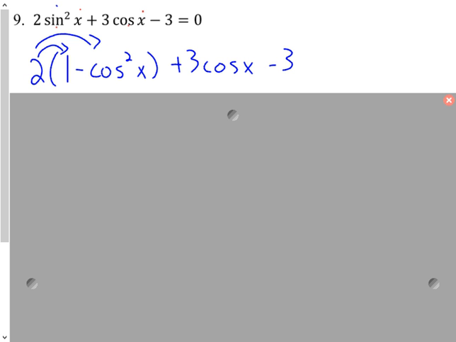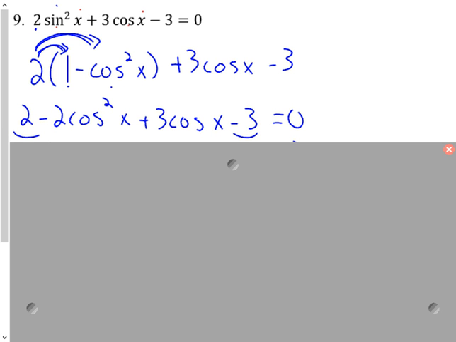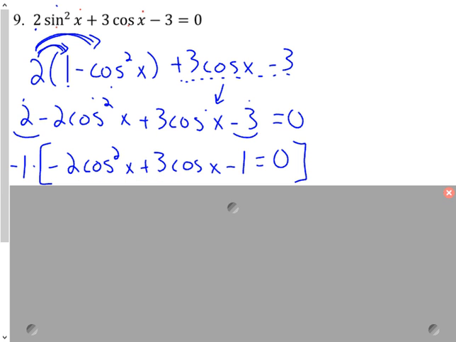So once we plug 1 minus cosine squared of x in for sine squared of x, now I'm going to distribute, right? Because the 2 doesn't belong to the 1 or the cosine squared. It goes to both pieces. So I multiplied both pieces by the 2 to get 2 minus 2 cosine squared of x. And then the rest of this equation just kept coming on down. Right? Plus 3 cosine of x minus 3 equals 0. And now combine like terms. I've got squares, x's, and now 2 minus 3 for my units.